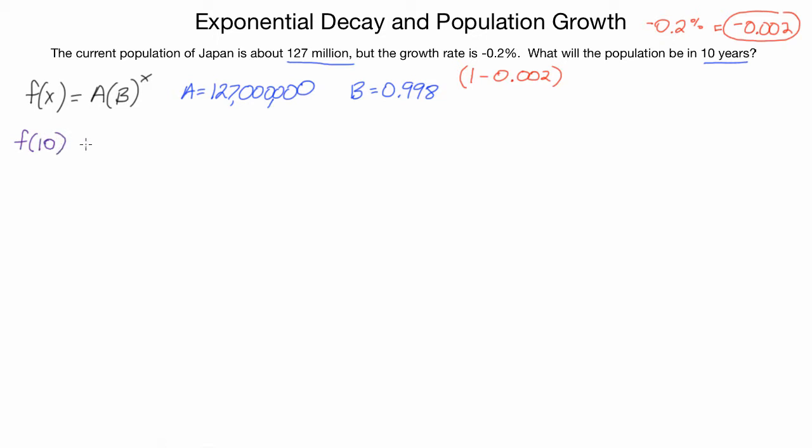I want to know after 10 years, my starting value is 127 million. I'm multiplying it by 0.998. So we have exponential decay. That's a number smaller than 1. I'm taking it to the 10th power because I want to know in 10 years from now. So there we go. We got some direct meaning from my function based off the problem.